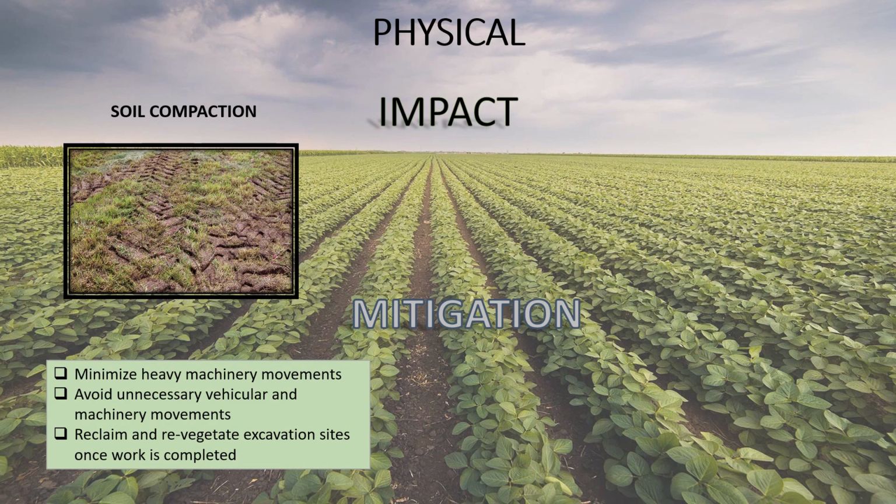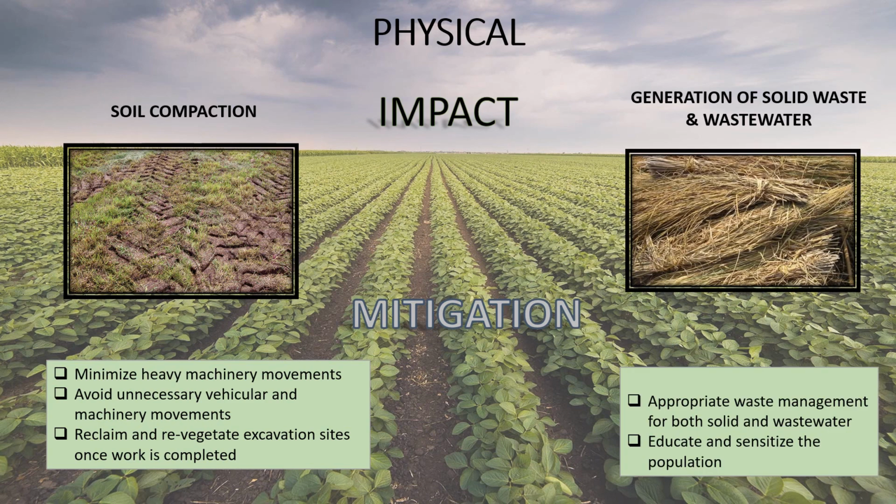Then the second point is generation of solid waste and wastewater. The value addition of agricultural produce will result in generation of both solid waste and wastewater, which may have negative impact unless properly managed by the farmers. So the mitigation that can be conducted: appropriate waste management for both solid waste and wastewater needs to be built before proceeding with the agricultural activities, and also educate and sensitize the population of the farmers and villagers to be mindful of and responsible for their own environment. That's all for the impact and its mitigation.